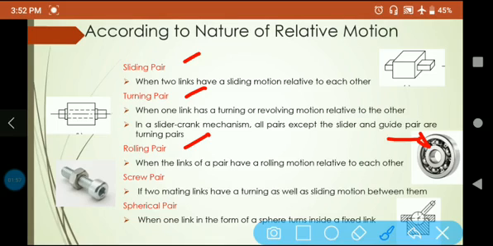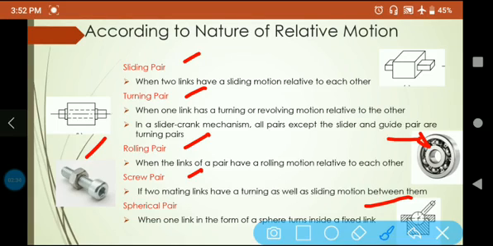Now another type of classification is a screw pair, where the two mating links have a turning as well as sliding motion between them. That is in the case of a nut and bolt arrangement. You can see the nut, when it is tightened or loosened, will have a turning as well as a translation, a sliding motion. So a nut and bolt arrangement forms a screw pair.